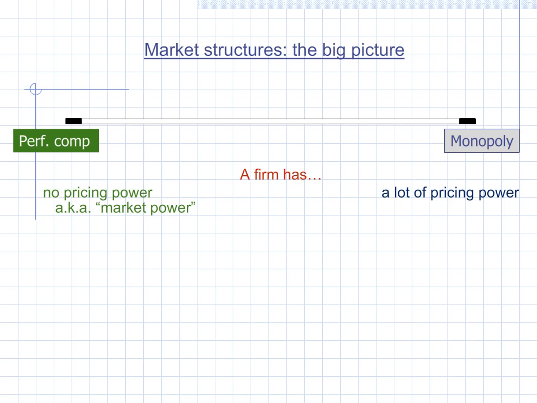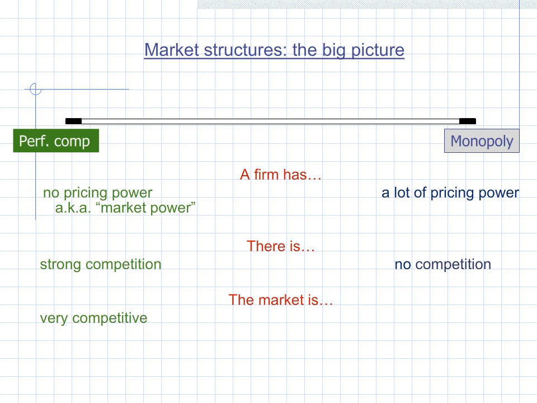Also, in perfect competition, there is strong competition among firms, and in monopoly there is one firm, so really there is no competition. In the extreme case, there is no competition from any other firm, if we're really talking about pure monopoly. And finally, we can say that the market is very competitive on this end, and in monopoly it's the least competitive because there is no competition. We also sometimes refer to markets with few firms as concentrated markets.